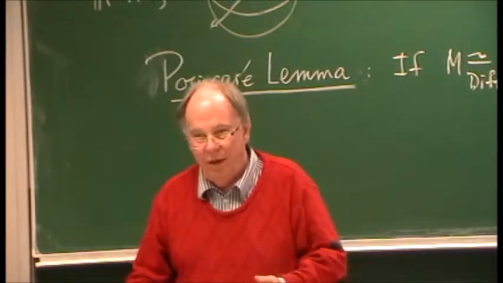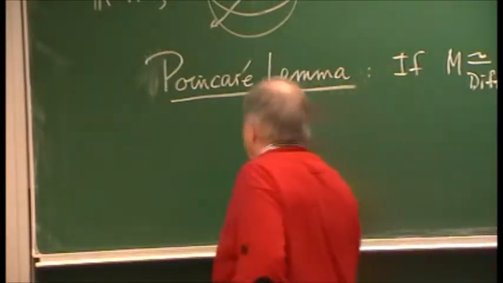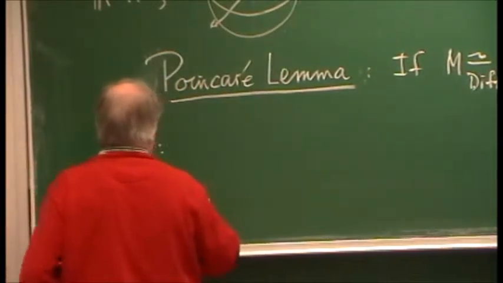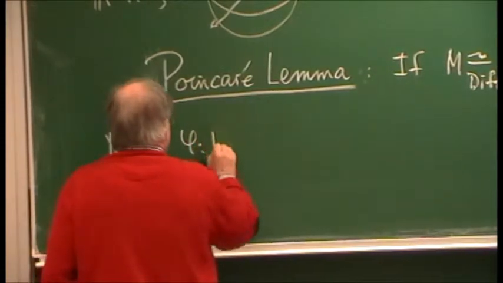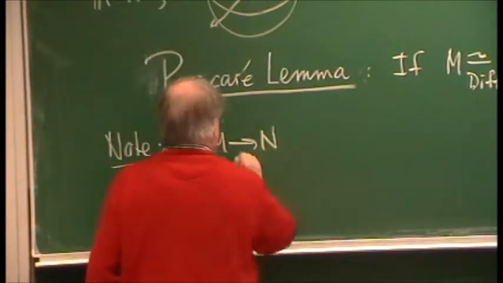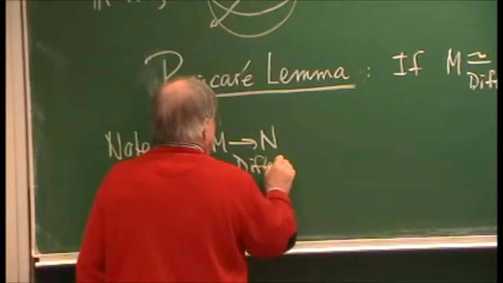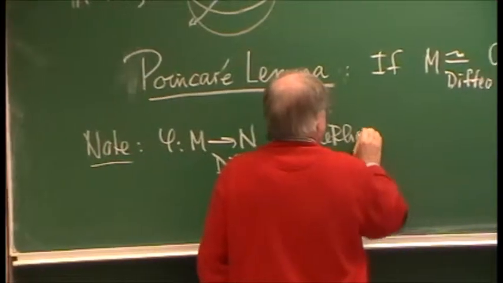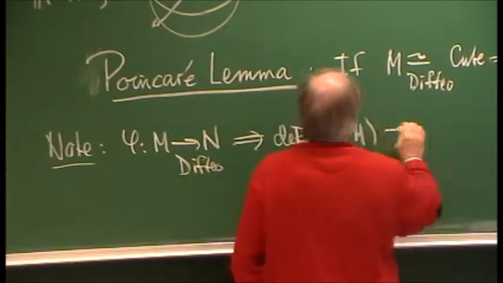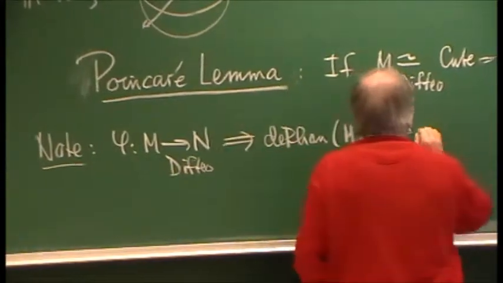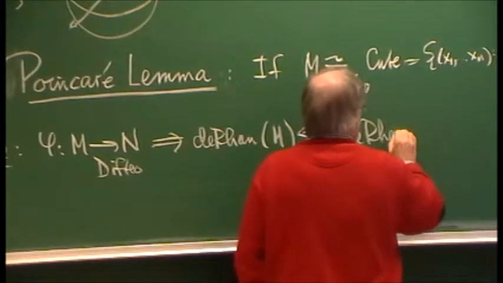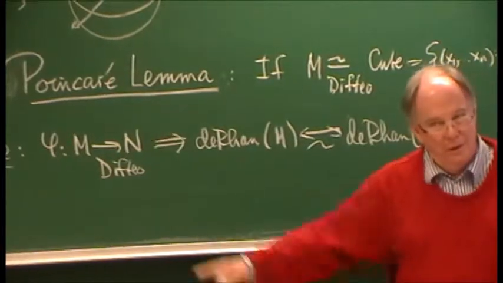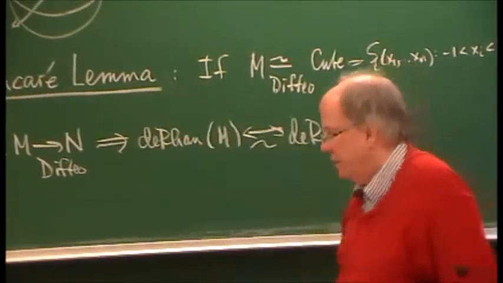Obviously it doesn't. You see, let's talk about this. For this theorem, note that the de Rham complex of M, so if phi goes from M to N as a diffeomorphism, then the whole de Rham theory of M gets mapped isomorphically over the whole de Rham theory of N. Right? Look at the blackboard. Here.